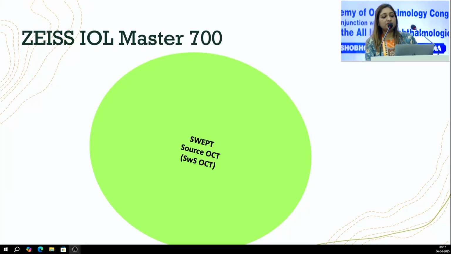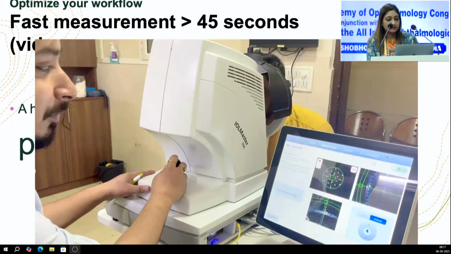The latest set of biometers are swept source OCT based. So the Zeiss IOL Master 700 is the latest, and also Argos from Alcon. So these are the prototype. You can see how the IOL Master measures.